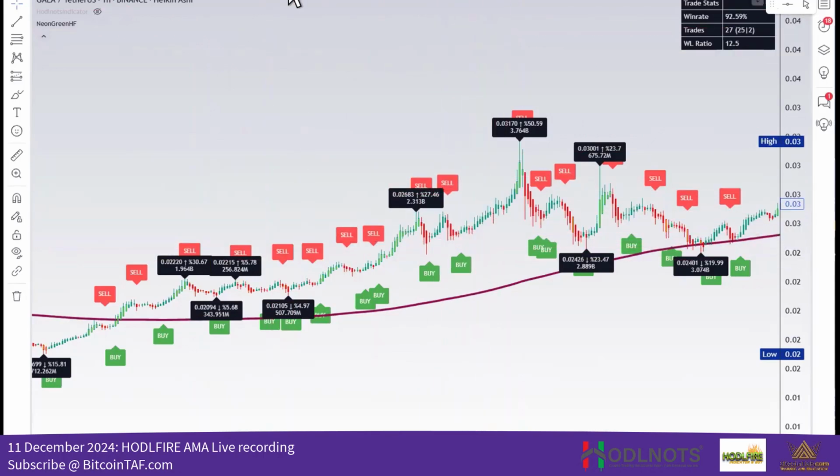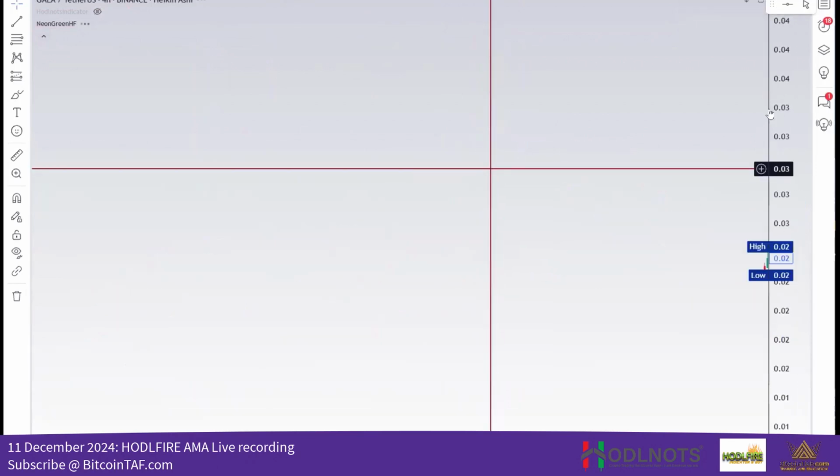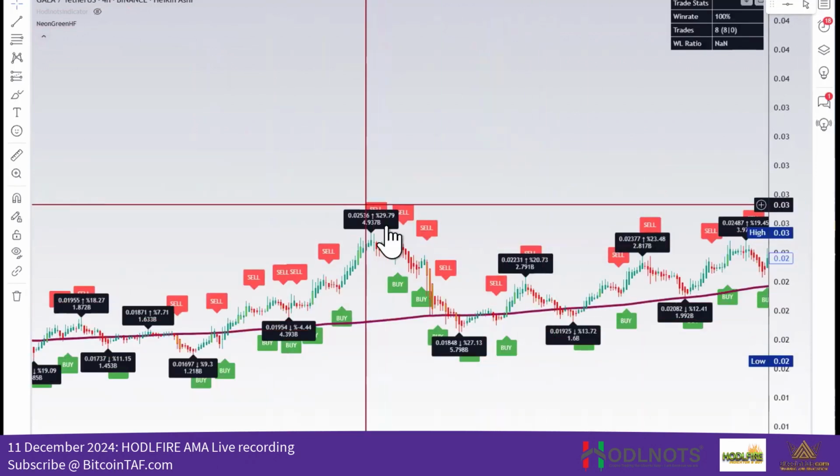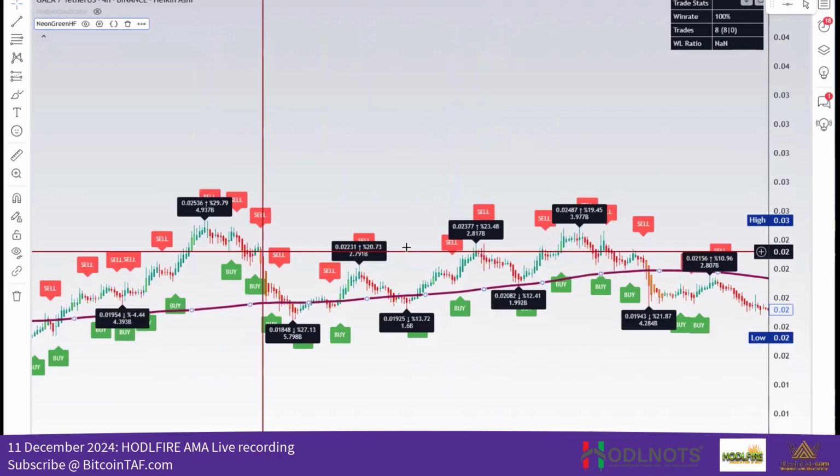Okay. Now, if you go to 4 hour on Gala, you can see the difference. You have bigger percentage gains, but you're not going to take them as often.